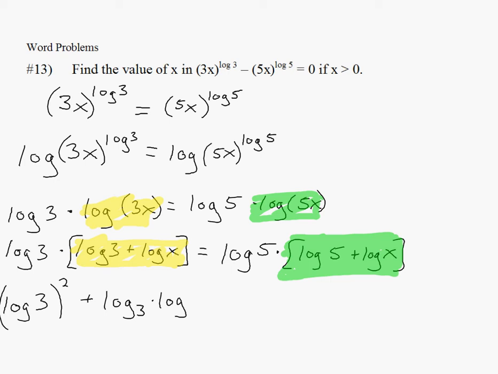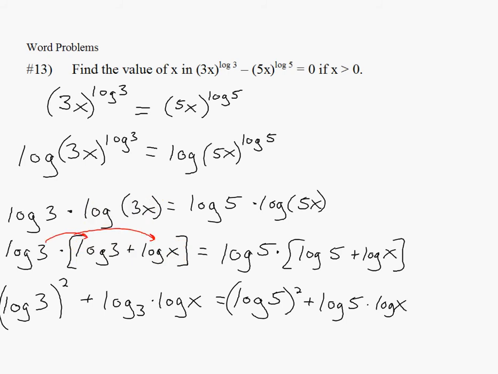If you then use the distributive property, multiply log of 3 times log of 3 and times log of x. Multiply log of 5 times log of 5 and log of x. When you multiply something by itself, it becomes squared. That's why it's log of 3 squared. And that's why it's log of 5 squared.